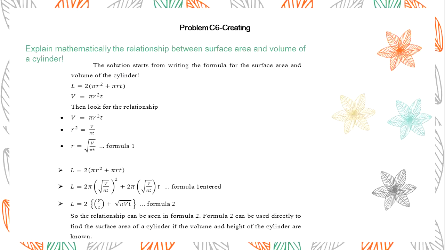So to answer this question, we can start by writing the formula for the surface area and volume of the cylinder. Then we can look for the relationship. We can see this is the step to get formula 1, and then this is the step to get formula 2. So the relationship can be seen in formula 2. Formula 2 can be used directly to find the surface area of a cylinder if the volume and height of the cylinder are known.